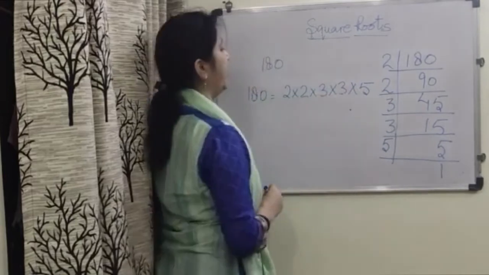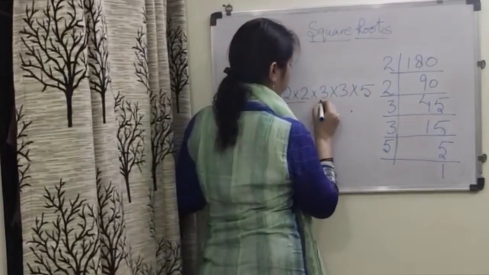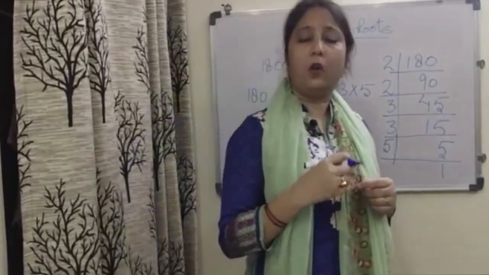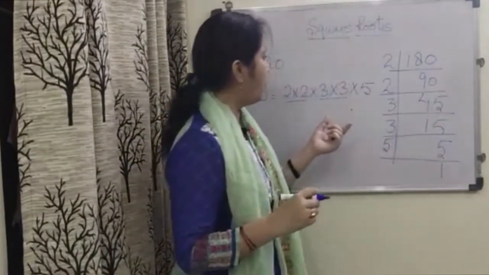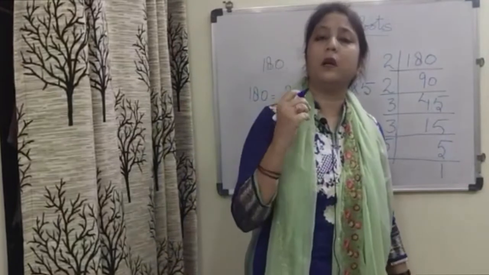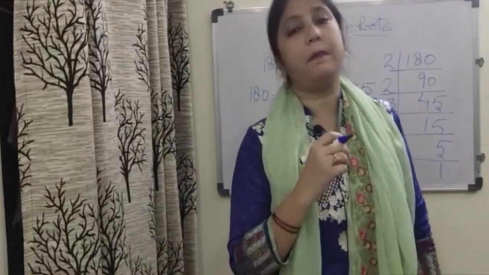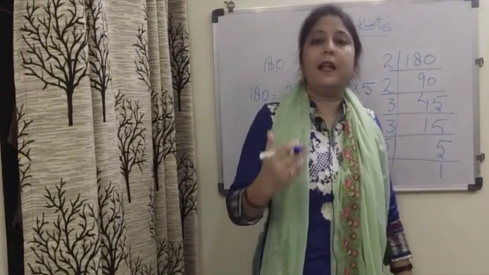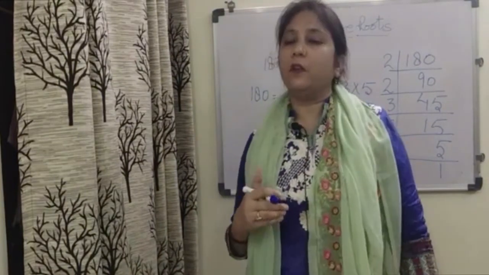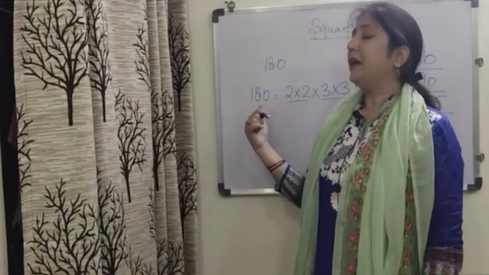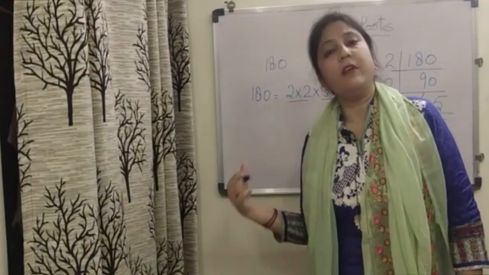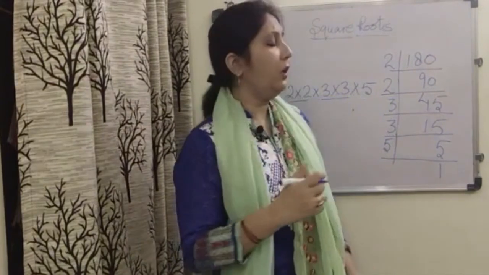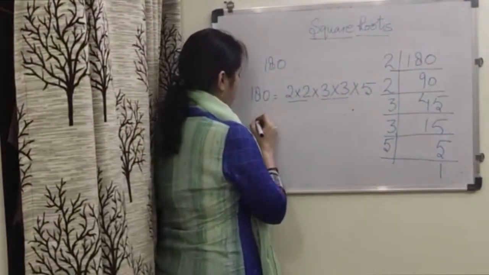Now make pairs of like factors. You have made, along with me. Now what is left? 5 is the number which is left unpaired. So the number that is left unpaired, with the same number we multiply the given number to make it a perfect square. So what explanation you will give?